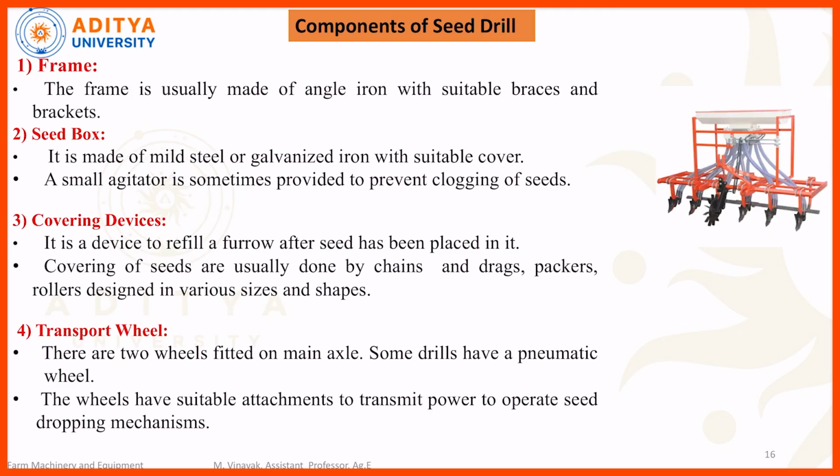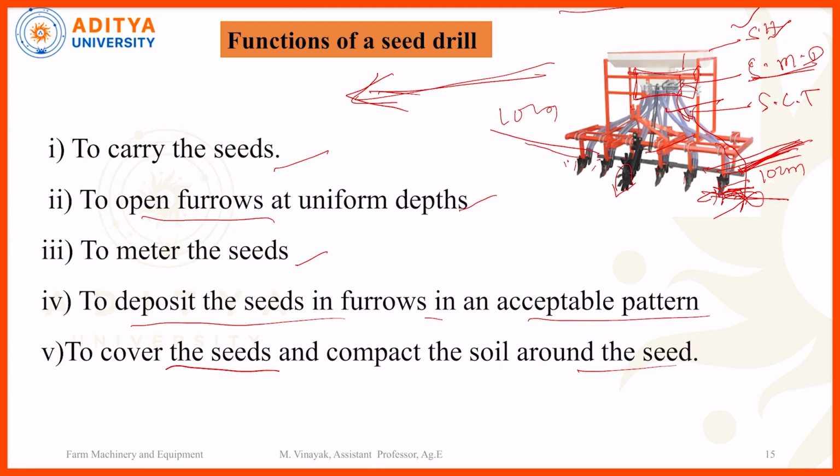So next one is the components of the seed drill. In the last slide we discussed the functions of the seed drill. It will carry, it will open the furrow, meter the seed one by one and deposit the seed into the furrows, as well as cover the seed with the soil. Okay. So these 5 operations will be carried out by a single piece of equipment, that one called a seed drill. Okay. Tractor operated seed drill.